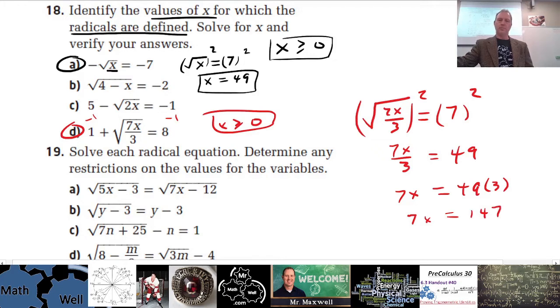147. And then that should be about 21. X equals 21. And you certainly want to check these. So put a 21 in there and see if that works. All right. Let's just see. Yeah. So any questions about 18?